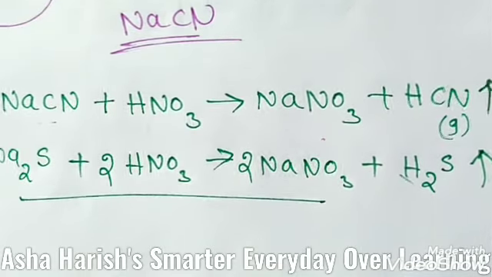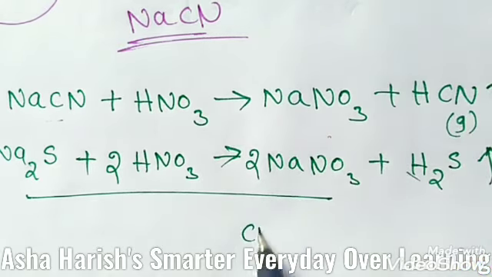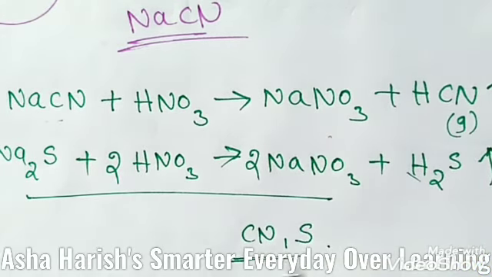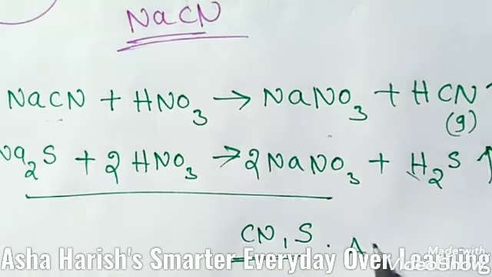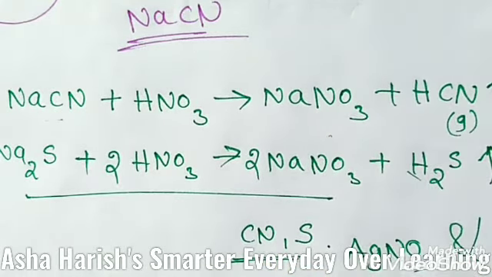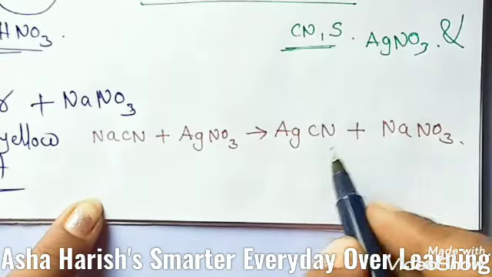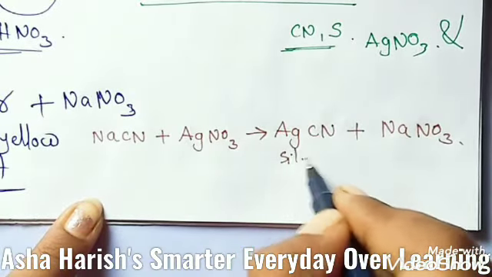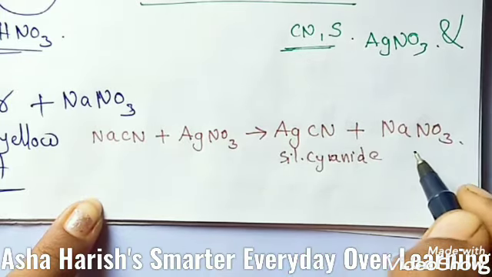Students, if the cyanide ions, CN ions, and sulfide ions are not decomposed, then they will react with silver nitrate and hence will interfere with the test. See this equation: sodium cyanide plus silver nitrate gives silver cyanide with sodium nitrate. This is a white colored precipitate.